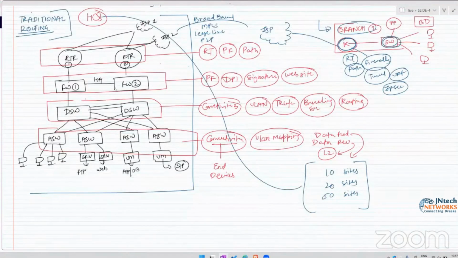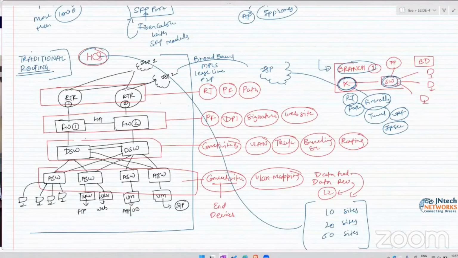In traditional routing, we are also getting some issues. For example, if this HQ headquarters is connected with 10 sites, this router must have high-end CPUs, 2-core CPU, 4-core CPU, and must have storage, maximum required 2 GB, 4 GB, 6 GB. Clear? Okay.